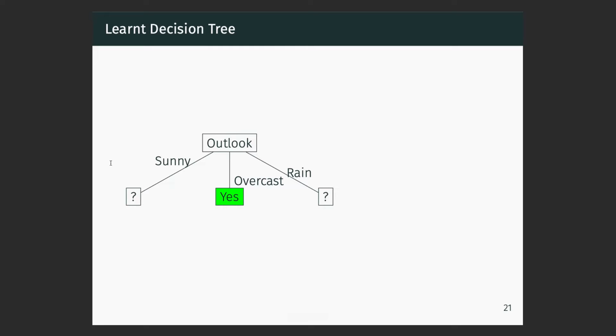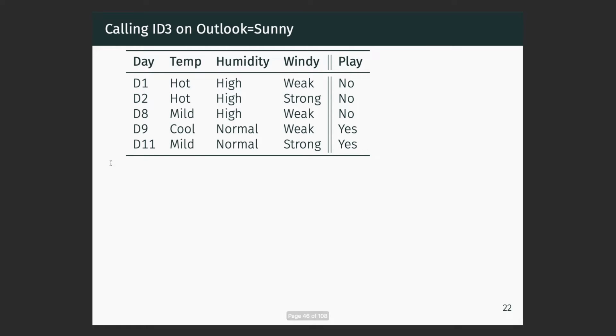But we still have 2 question marks for outlook equal to sunny branch and outlook equal to rainy branch. What happens now? So what is the set that we use here now? We use the set S here with outlook equal to sunny attributes. Right? This is a smaller set compared to the original set that we started with. And what is the set of attributes left? All the attributes except for outlook. We recursively call the same procedure now, and the data set will look something like the following now. When outlook equal to sunny, then you have temperature, humidity, windy, and play is either no or yes.